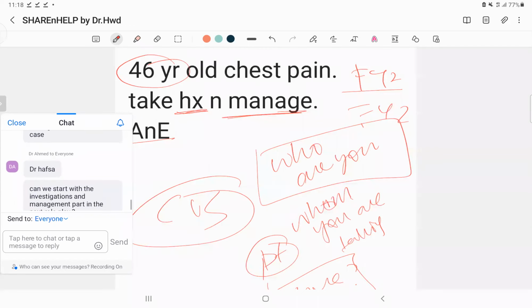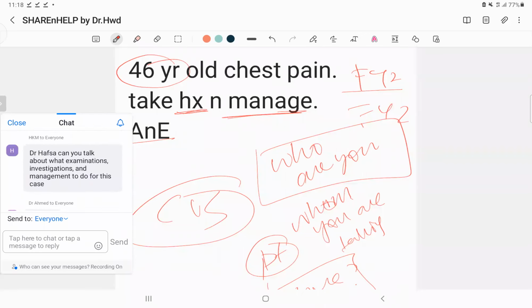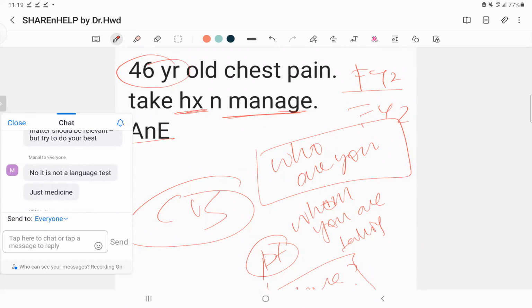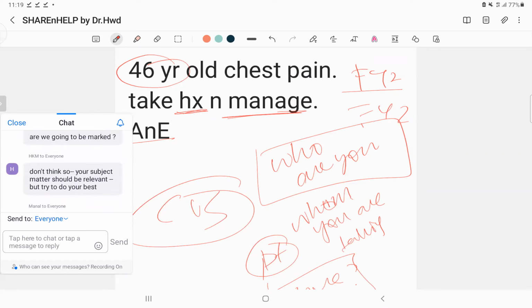So Dr. Ahmed is asking, can we start the investigation management part in the next role play? Yeah, we're going to do all of it. Can you talk about examination and investigation? Yeah, we're going to do that. Don't worry. It's medicine, all right.